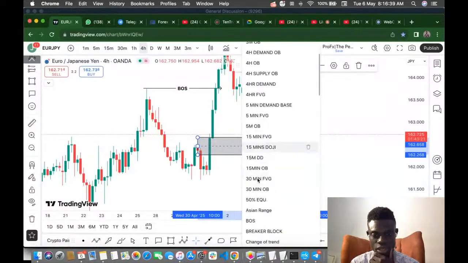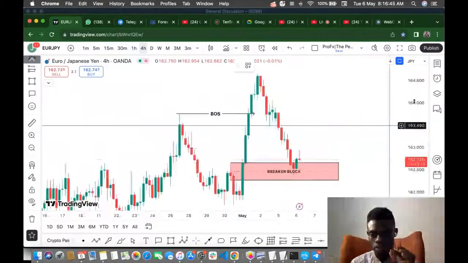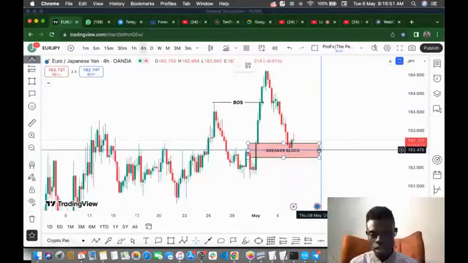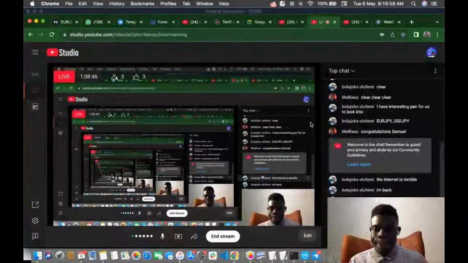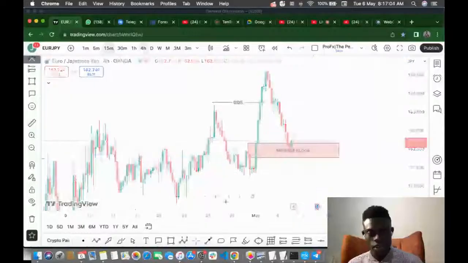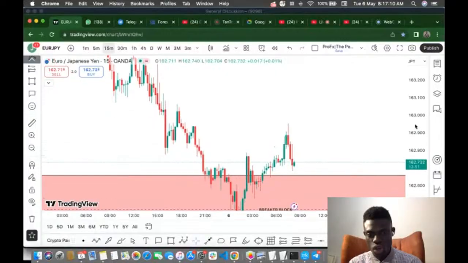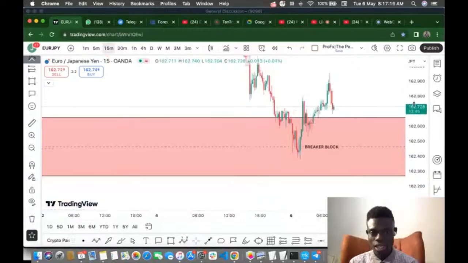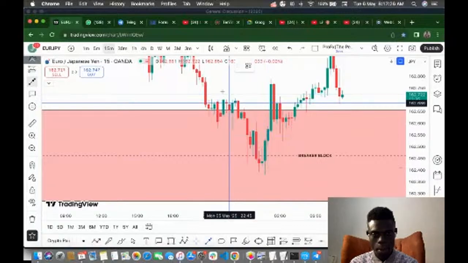So you can now jump back to 15 minutes. So with this now, 4 hours is clear, right? Is 4 hours clear? So let's go to 15 minutes. On 15 minutes, there must be a change of character, a change of character to first validate the buy. And as you can see here, we already have a character change happening. Lower low is the first character change. So we have it here.